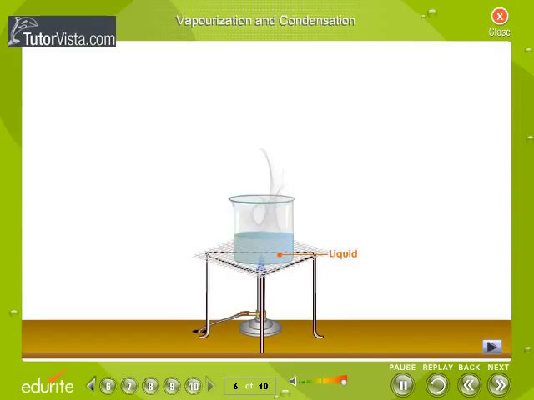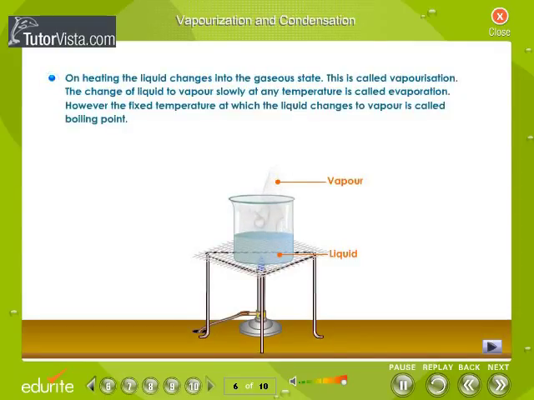Vaporization and condensation. On heating, the liquid changes into the gaseous state. This is called vaporization. The change of liquid to vapor slowly at any temperature is called evaporation. However, the fixed temperature at which the liquid changes to vapor is called boiling point. The boiling point of pure water at 1 atmosphere pressure is 100 degrees centigrade.